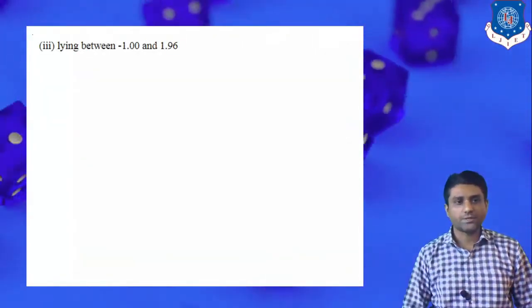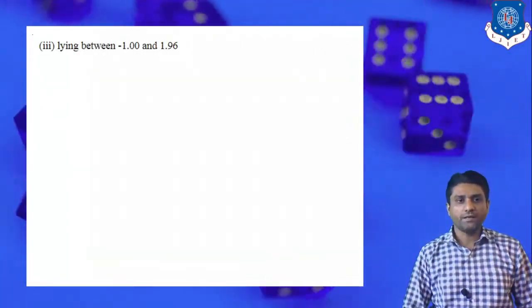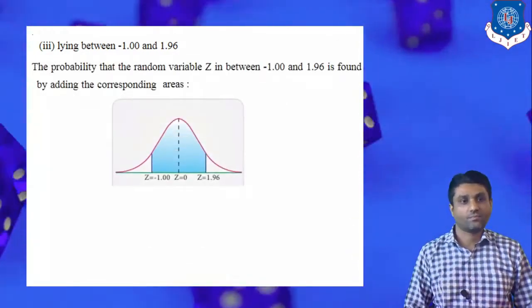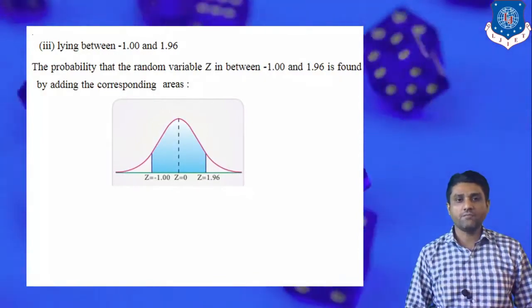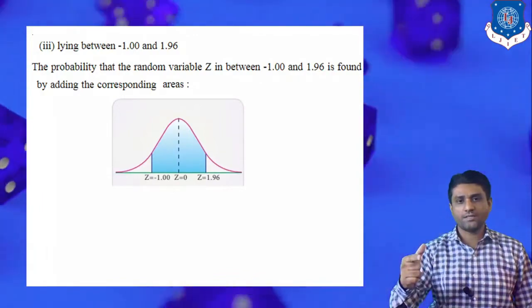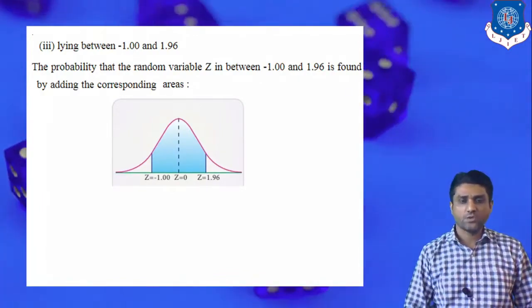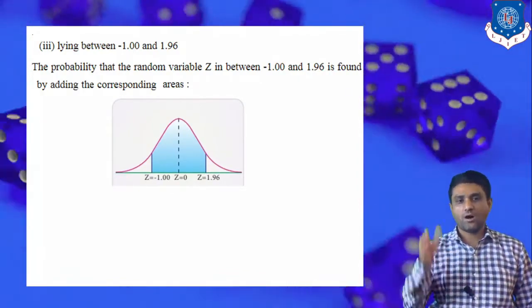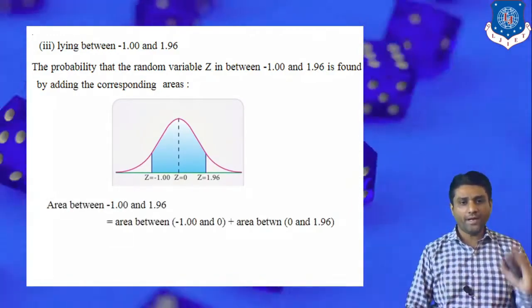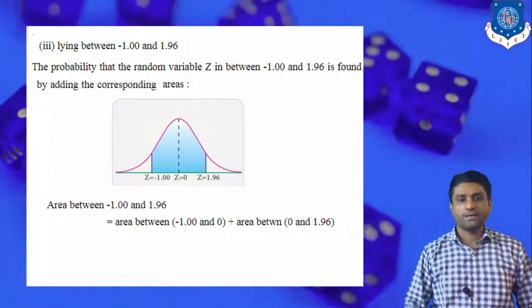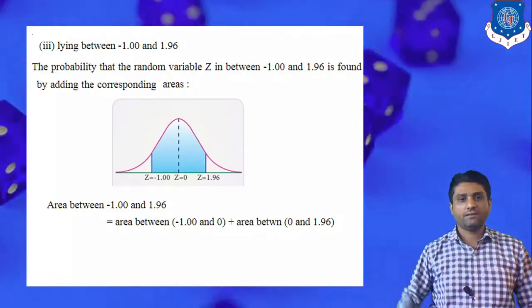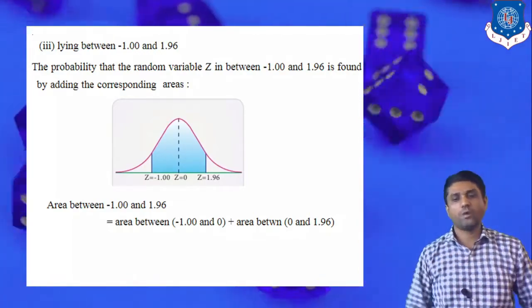Let's see the third option. Find the probability when z is lying between negative 1 and 1.96. The probability that the random variable z is lying between -1 and 1.96 is shown in this graphical representation. So we have to find the area of this shaded region. The area between -1 and 1.96 is equivalent to the area between -1 and 0 plus the area between 0 and 1.96.